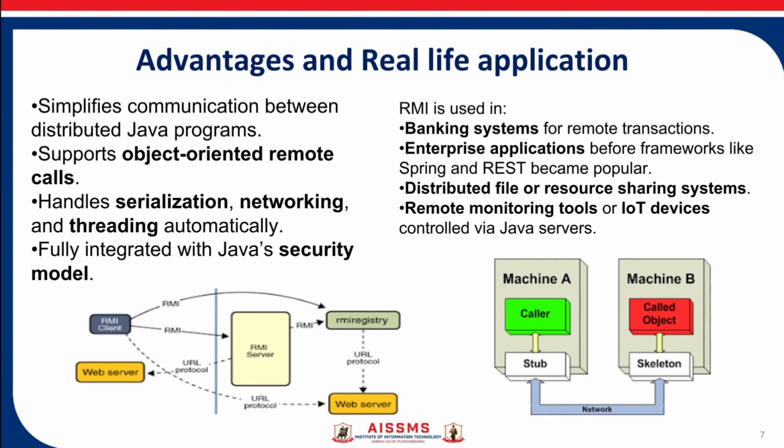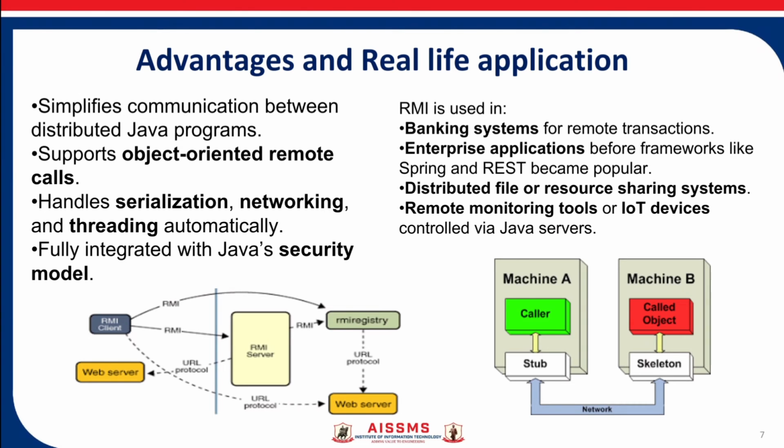Now, let's discuss some of the major advantages and real-world applications of RMI. In advantages, we can see simplicity, object-oriented, automatic multi-threading, platform independence, security, and exception handling. In simplicity, RMI makes network communication like simple method calls. Developers don't have to manually handle sockets, streams, or protocols.